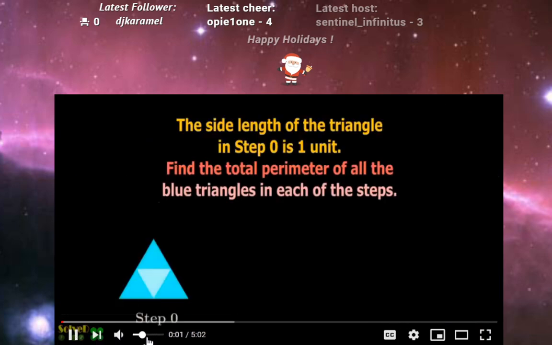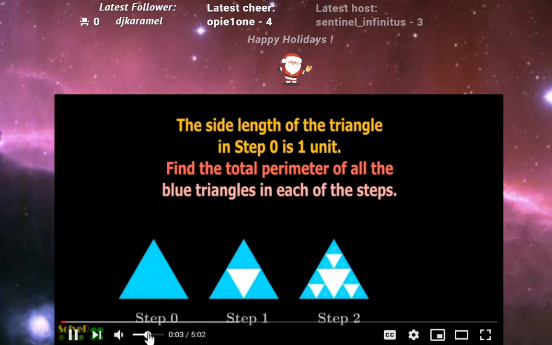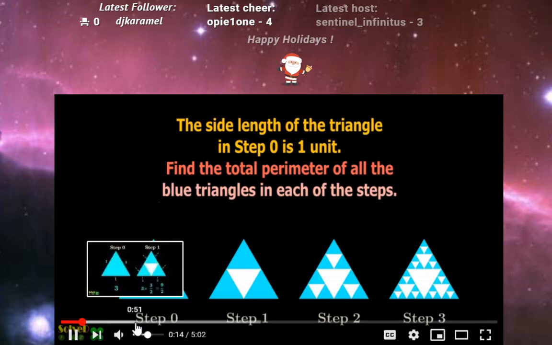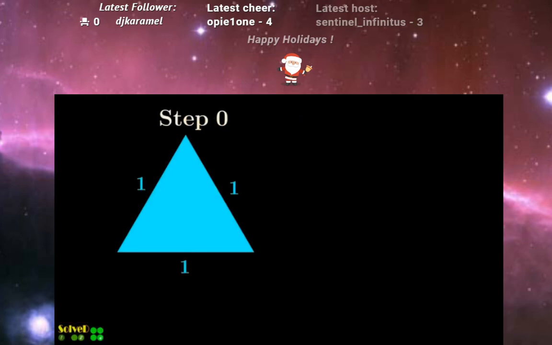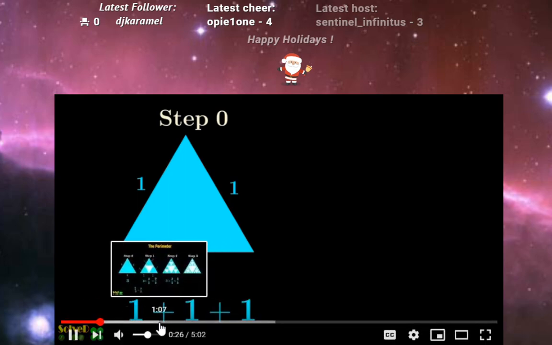The side length of the triangle, in step 0, is 1 unit. Find the total perimeter of all the blue triangles in each of the steps. So my question here would be, why do we need to know the perimeter? The total length of the outline of a shape. Let's focus on the first 2 steps. In step 0, there is 1 blue triangle, and the sum of all the side lengths is 3.